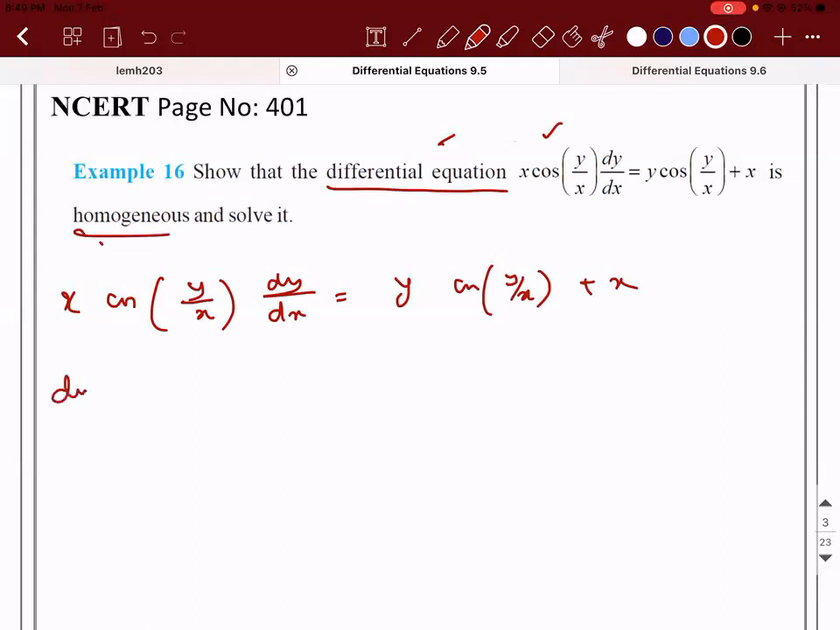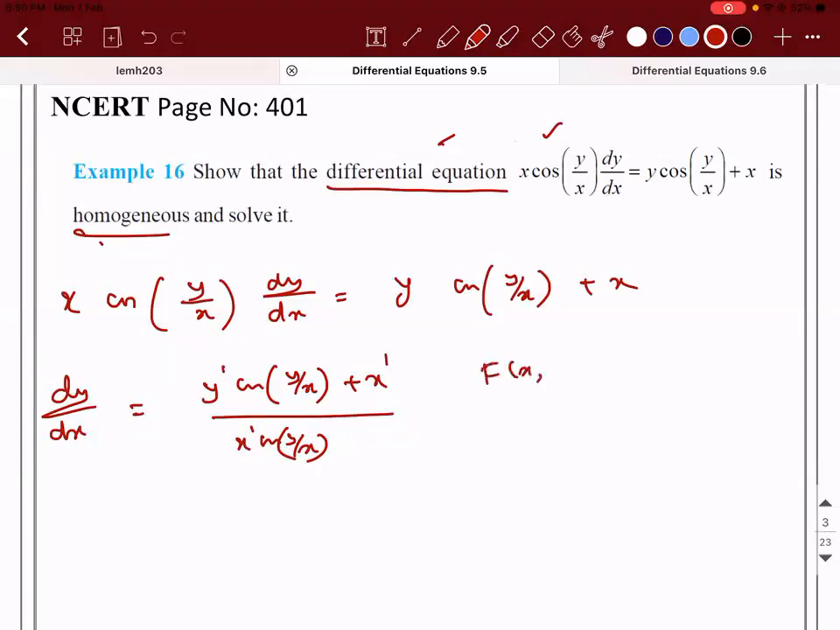So for that, what I need to do is I need to write dy by dx is equal to y cos of y by x plus x divided by x cos of y by x, right? So by looking at the equation, you can say the power of y is 1, power of x is 1. So whatever is inside the trigonometric function doesn't matter because it's an angle, right? So what is f of x comma y, guys? Y cos of y by x plus x divided by x cos of y by x.